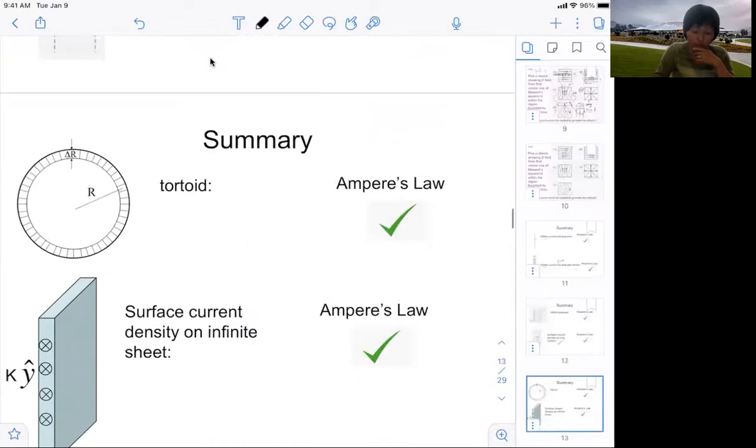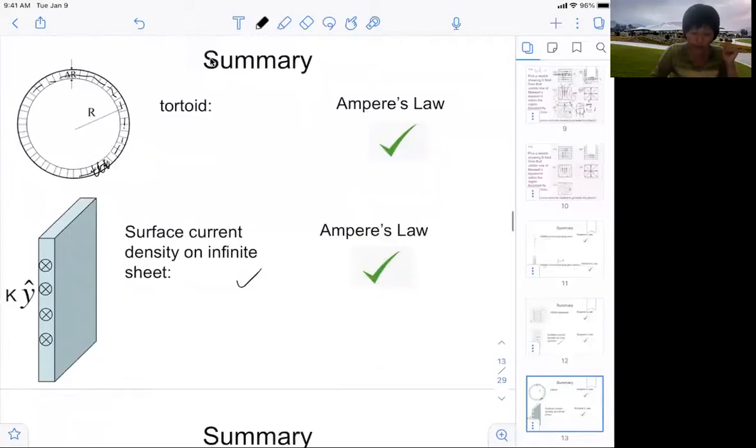A toroid, this is where your wires are wrapping around like this, and you will have a B running through inside of this, the donut shape. This one, Ampere's law also works. We will have a tutorial on this particular type. Surface current on a flat sheet, yes, Ampere's law, we just did that.